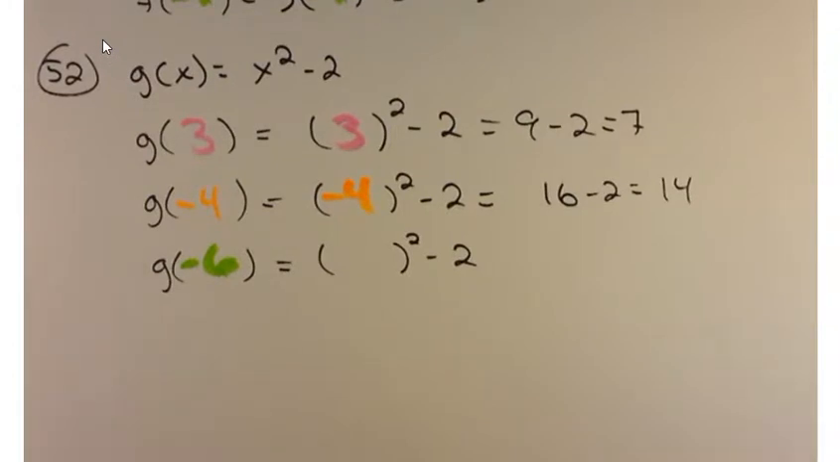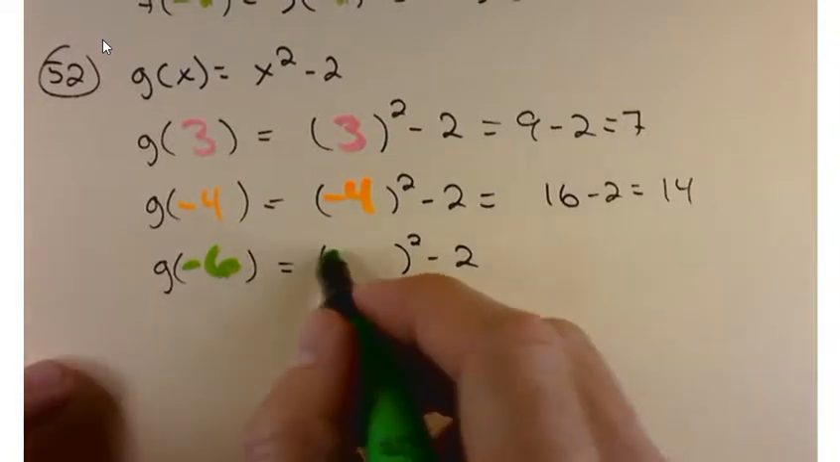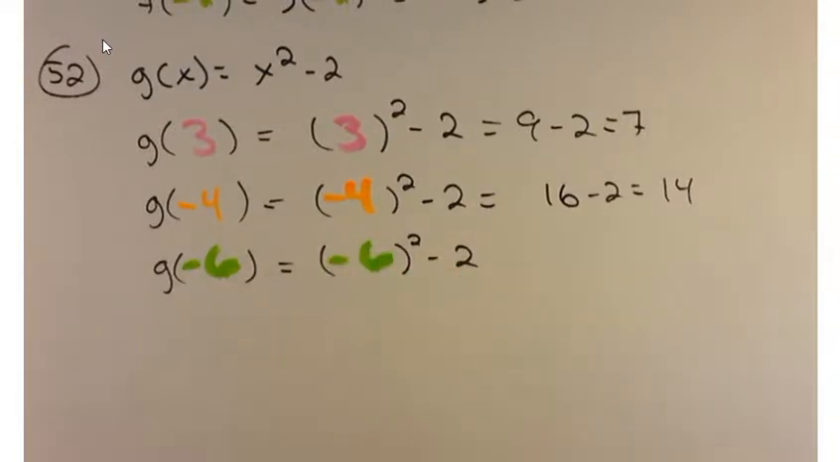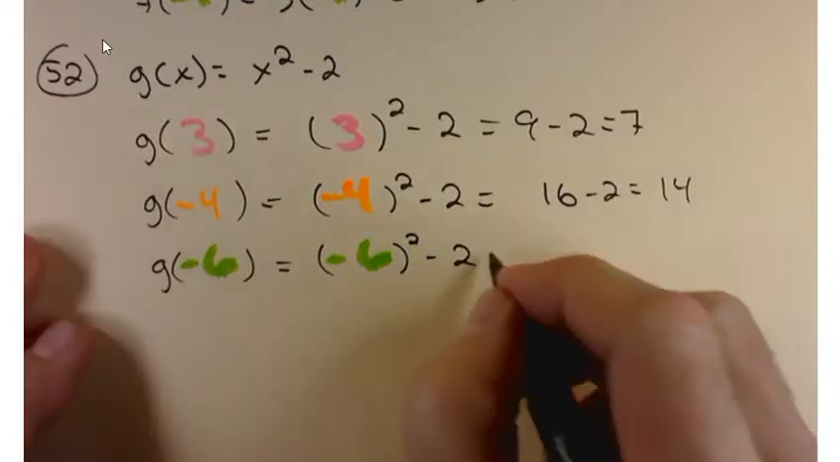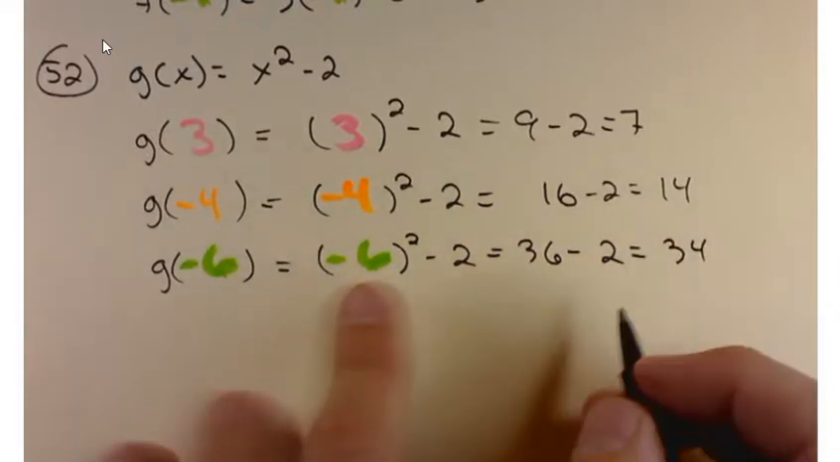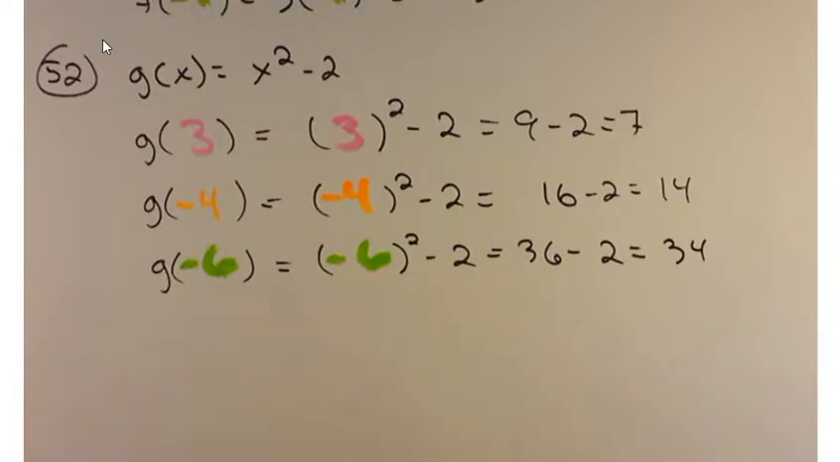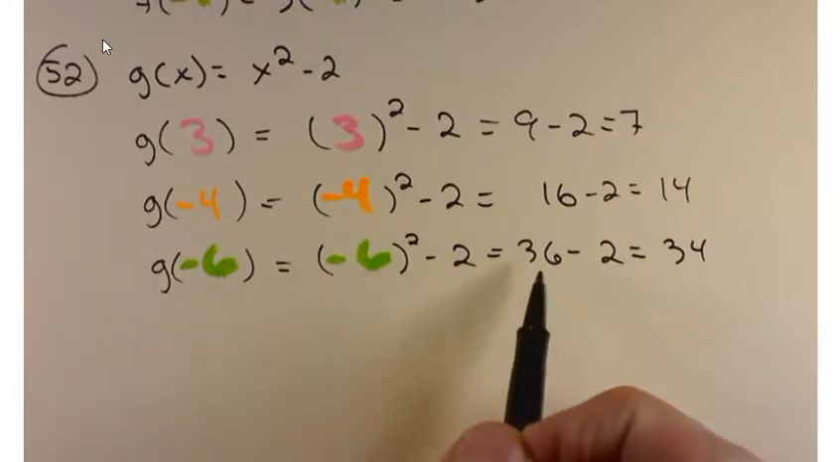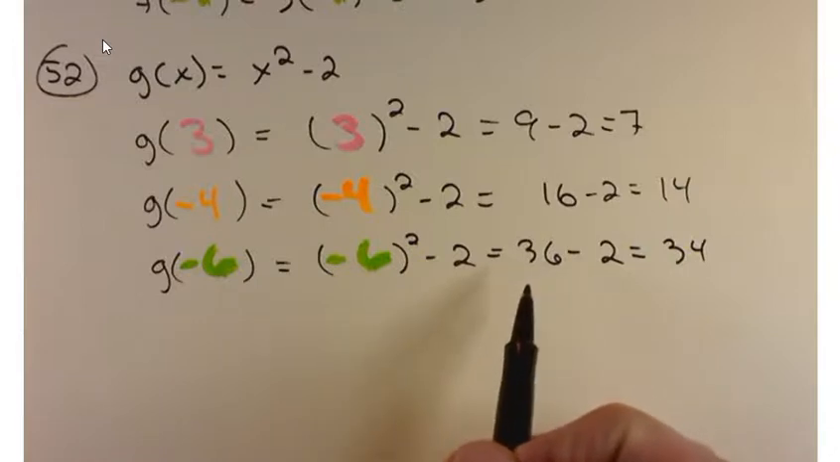How about the last one? What's the value there? Somebody gave it to me. Yeah, so negative 6 squared is 36. Minus 2 gives you 34. So what I'd be checking in something like this, if I gave you a problem, is are you squaring this out carefully? Are you getting 36 as opposed to negative 36? That's what I want to see you do.